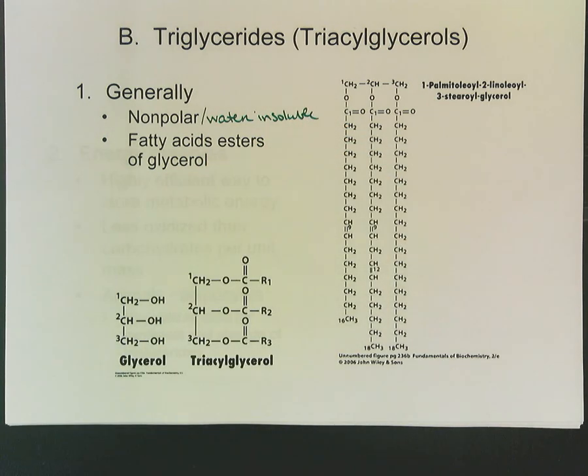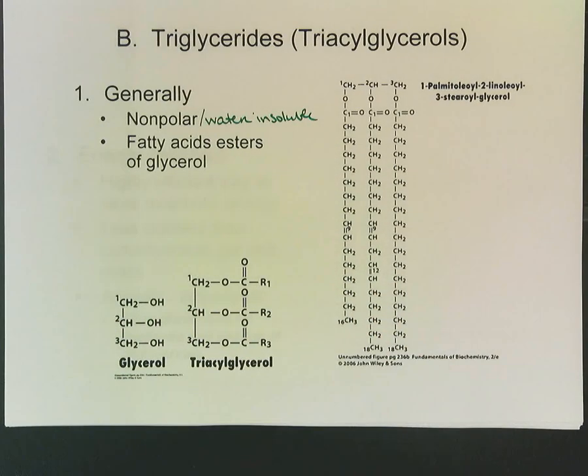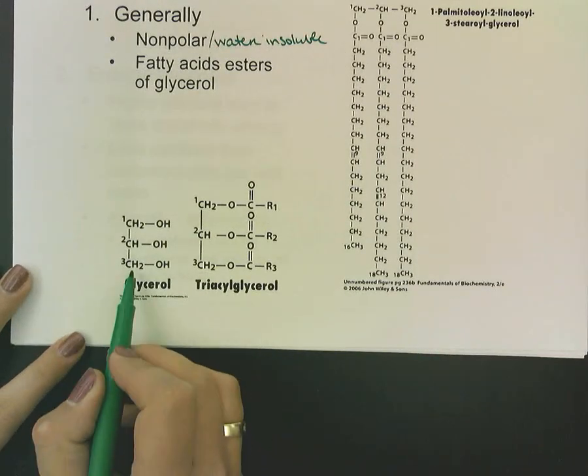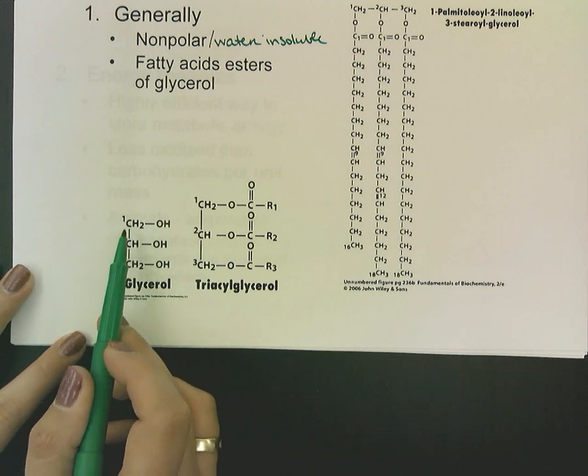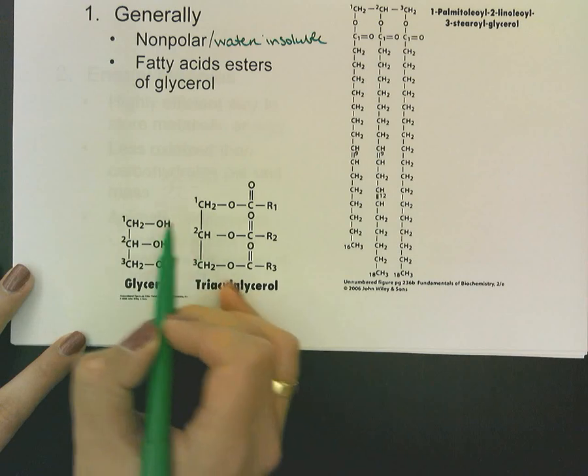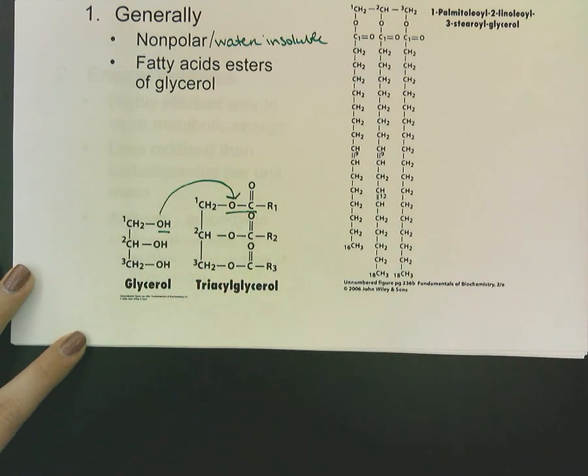Which would mean that they are water insoluble. So do I have this on 2 pages? I do. And what these are, fatty acid esters of glycerol. So glycerol is this molecule down here. It's 3 carbons, each of which have an alcohol on them. And for the fatty acid ester, I have now made this alcohol group into this ester group.